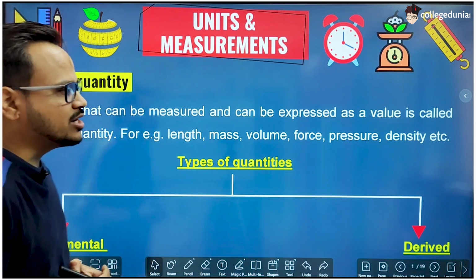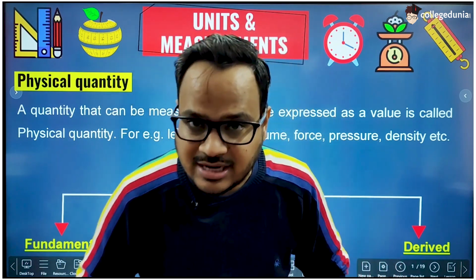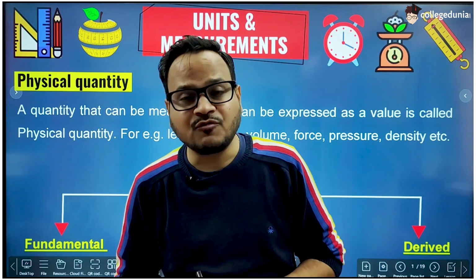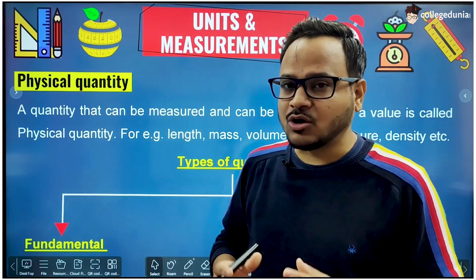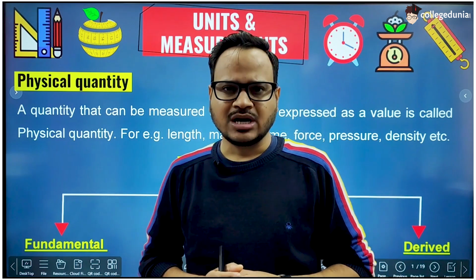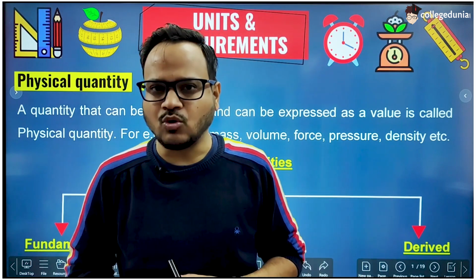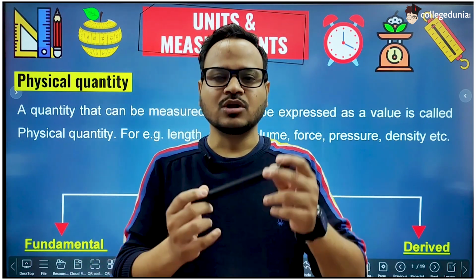What is a physical quantity? Physical quantity is something that we are going to study in whole class 11 and whole class 12. So you have to understand the concept of physical quantity. So what is a physical quantity? A physical quantity is a quantity that can be measured, that can have a numeric value. For example, length is a physical quantity because length can be measured and it can have a numeric value.